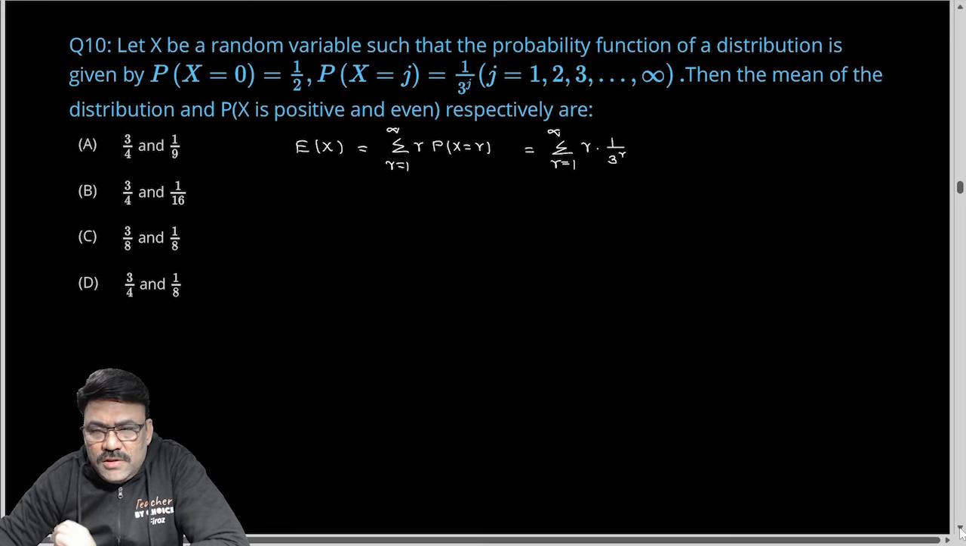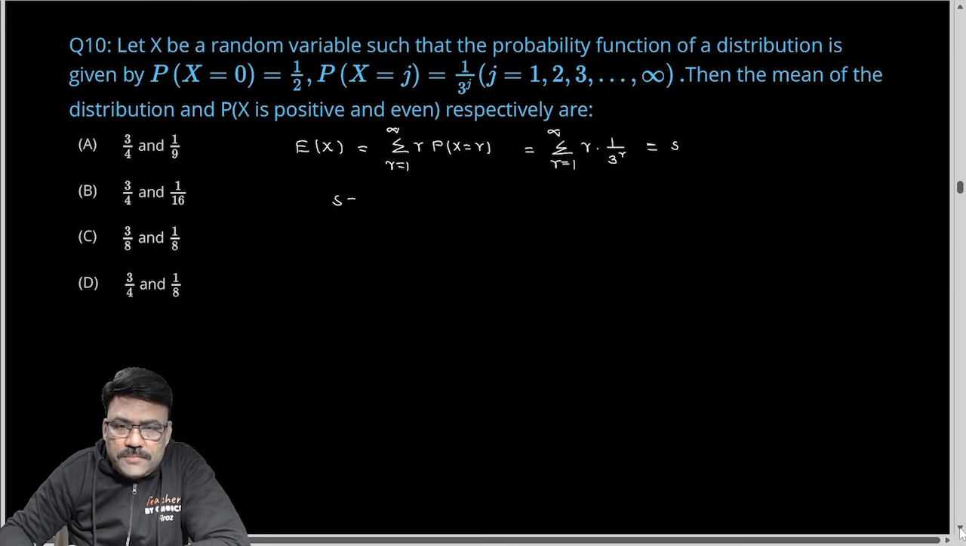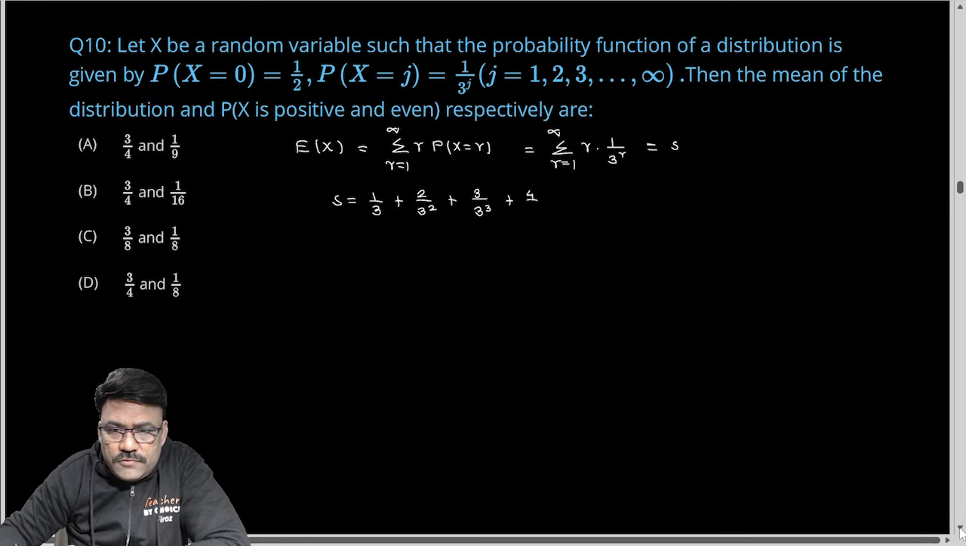So now you can see that it is an arithmetico-geometric progression. Actually, it is 1 by 3, then 2 into 1 by 3 square, then 3 into 1 by 3 cube, like this. So this is an AGP. Let's say the sum is S. So S is basically 1 by 3 plus 2 by 3 square plus 3 by 3 cube plus 4 by 3 raised to 4, up to infinity.